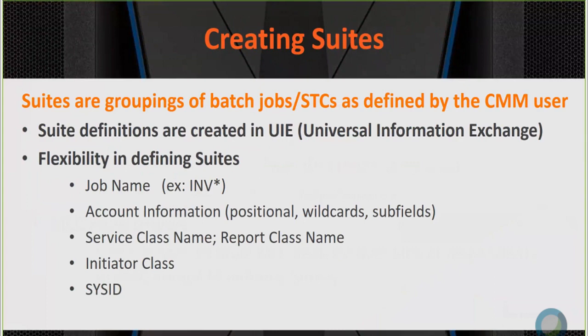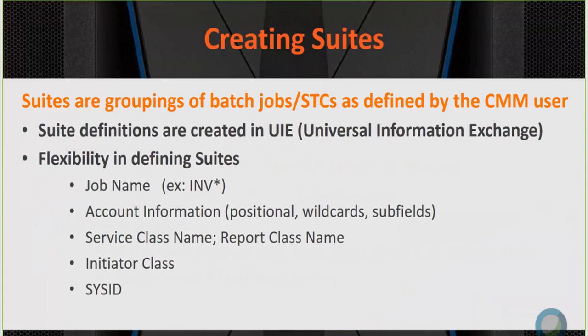So you can do it with job name, for example. If you had an inventory control process and all of the batch jobs used a naming convention of INV something, you would define a suite that you might call inventory, and the definition of the criteria would be job name is INV wildcard. So UE would analyze all the jobs, grab all the jobs meeting that criteria, and group their activity together so it's possible to view what's going on within that inventory suite.